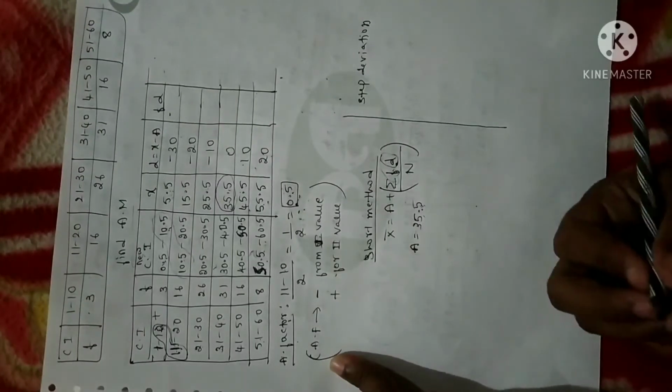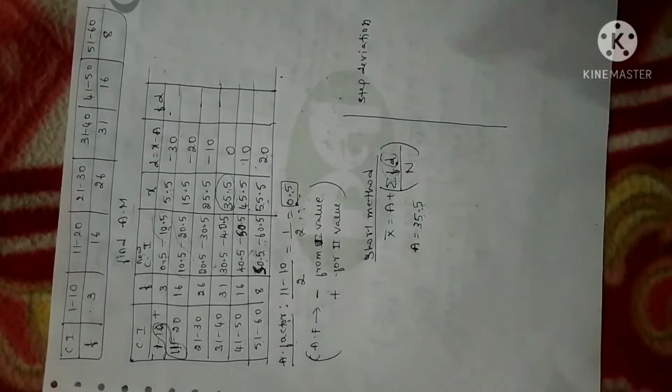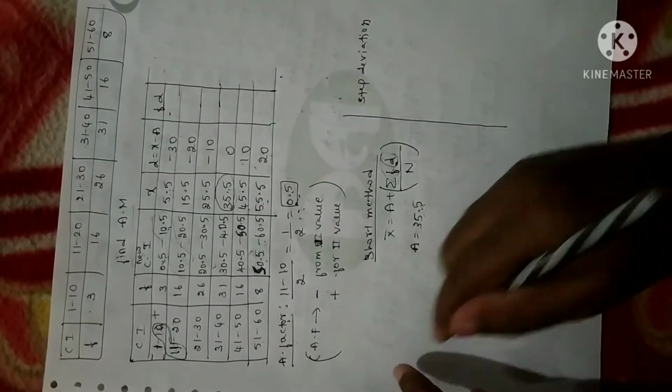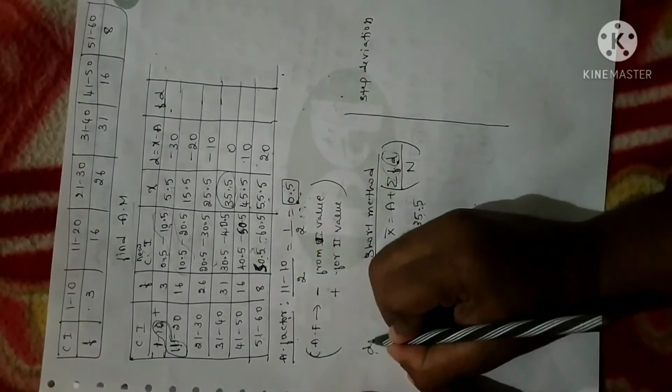Anyhow, the direct method also you can use, sigma fx by n. If you do that, you will get the same answer. And homework for you: the same problem you have to do by the direct method.